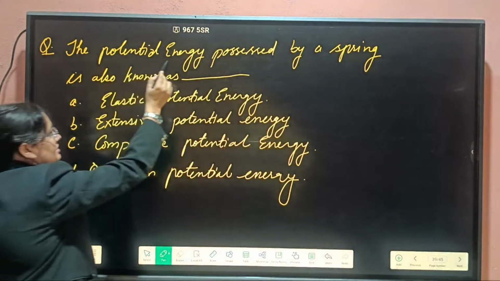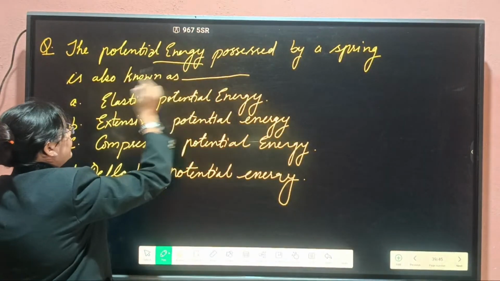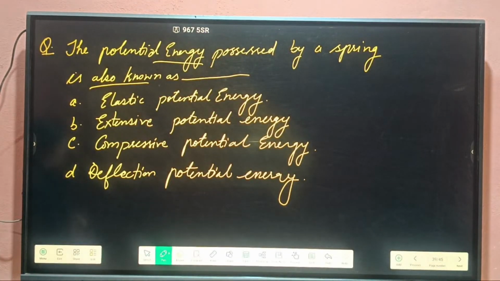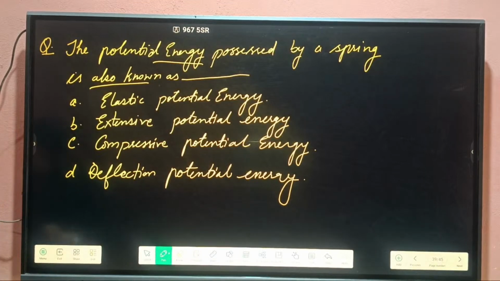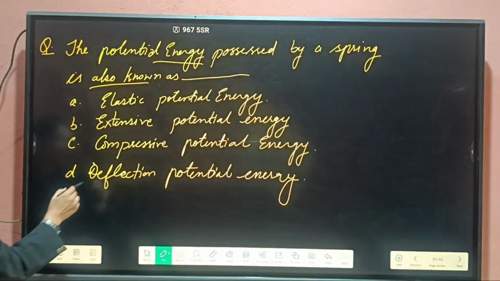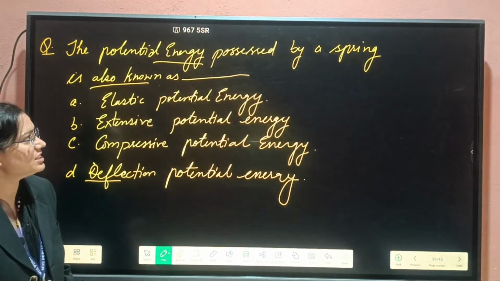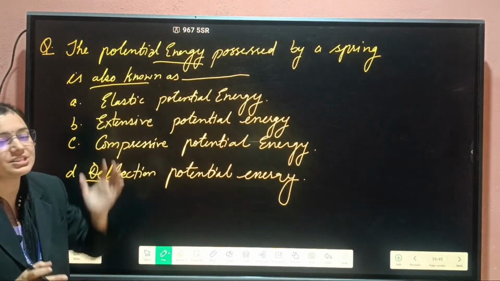The potential energy possessed by the spring is also known as, here options are there: elastic potential energy, extensive potential energy, compressive and deflection potential energy. Which one is the right option? ये कह रहा है कि जो spring जो energy रखता है, possesses.